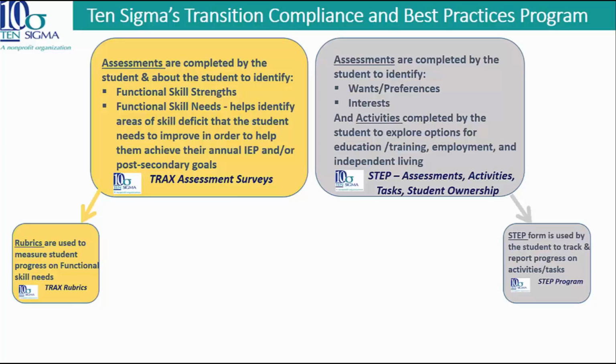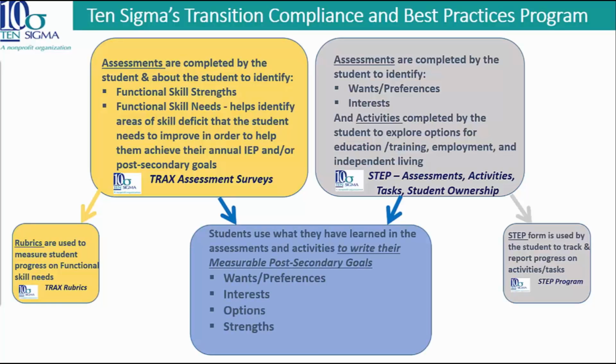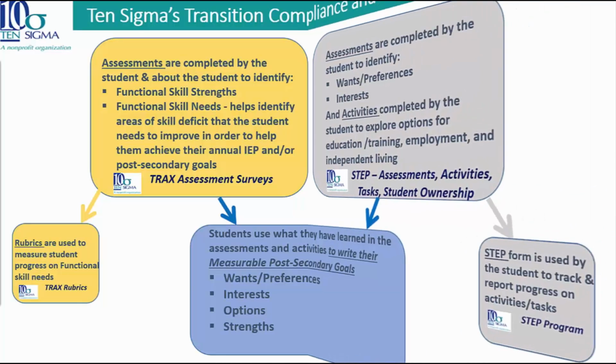Included in the STEP program is a form that is used by the student to track and report progress on their activities and tasks. The STEP program focuses on 3 areas: before the IEP meeting, during the IEP meeting, and between or after IEP meetings. So in essence, they are focusing on their transition program all school year. When the TRACS transition assessment surveys and rubrics are used in combination with the STEP program, the student is able to use what they've learned in the assessments and activities to write their measurable post-secondary goals.